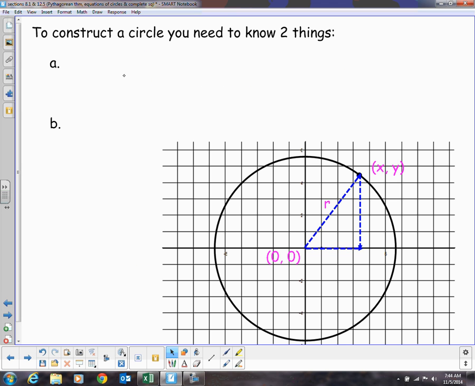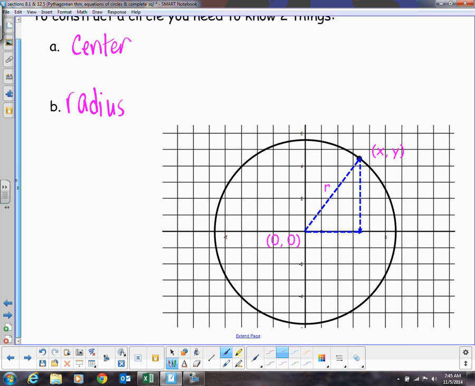All right, so to construct a circle, you need to know two things. You need to know the center, and you need to know the radius. So if you had a compass, you would have to know where to put your compass point, and you'd have to know how wide to open your compass. Does that make sense?